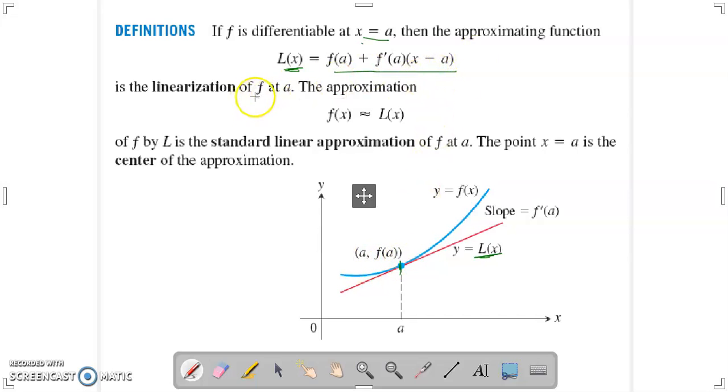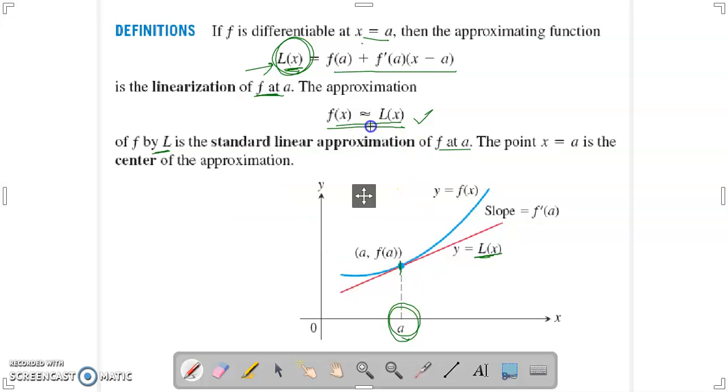This is the linearization of f at a. We call this function L of x, which is defined by the tangent line, a linear approximation to the function f of x. This approximation is written as f of x is approximated by L of x. So the approximation of f by L is the standard linear approximation of f at this point a. The point a is the center of the approximation, right?